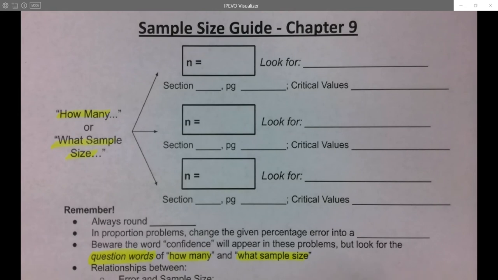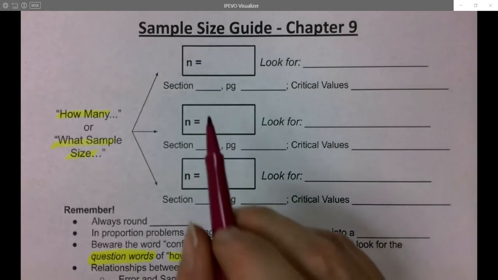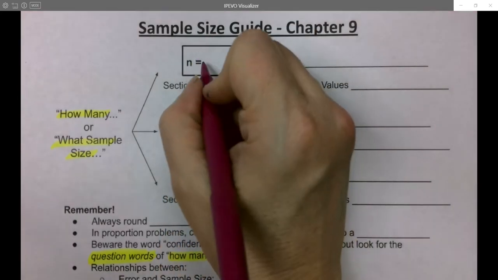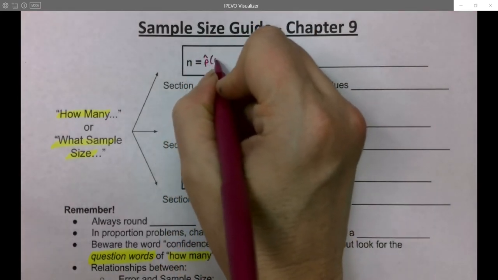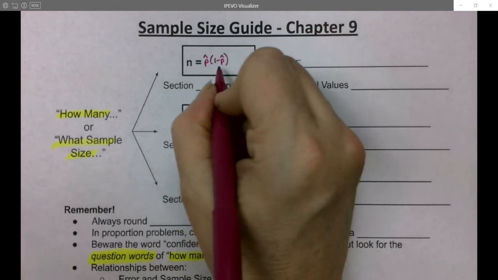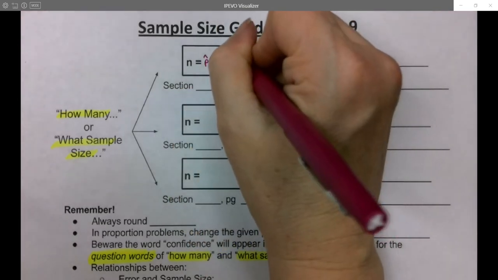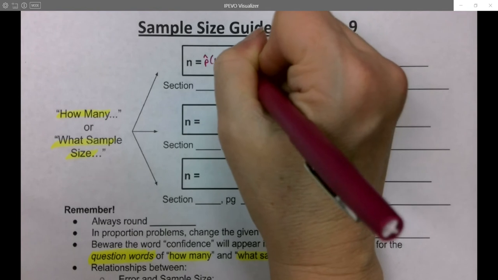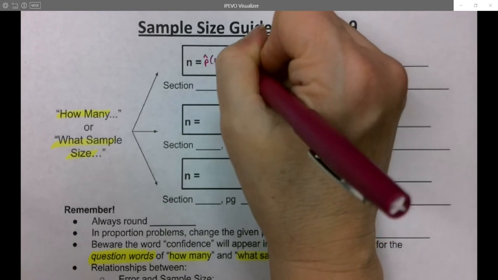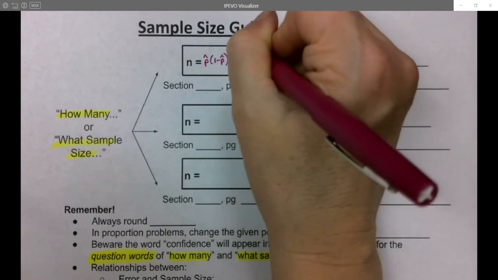All right, now there are three main formulas that we learn in Chapter 9 regarding this. We learn that if we want to work with a proportion that has a prior estimate, it's p hat times 1 minus p hat times z alpha over 2 over the error, squared.